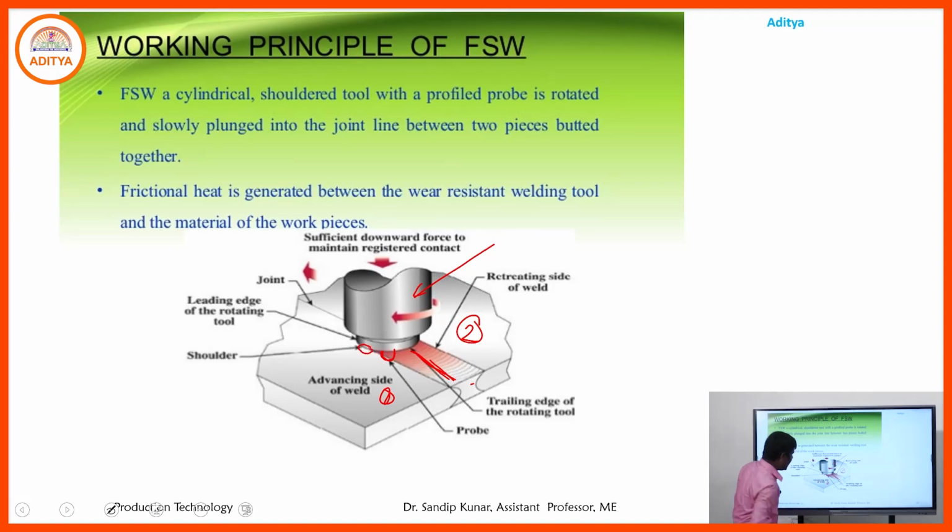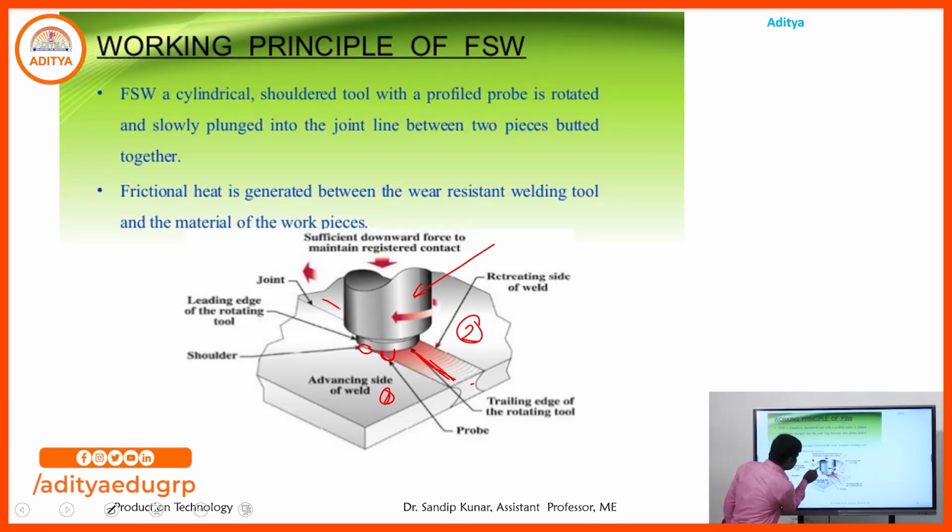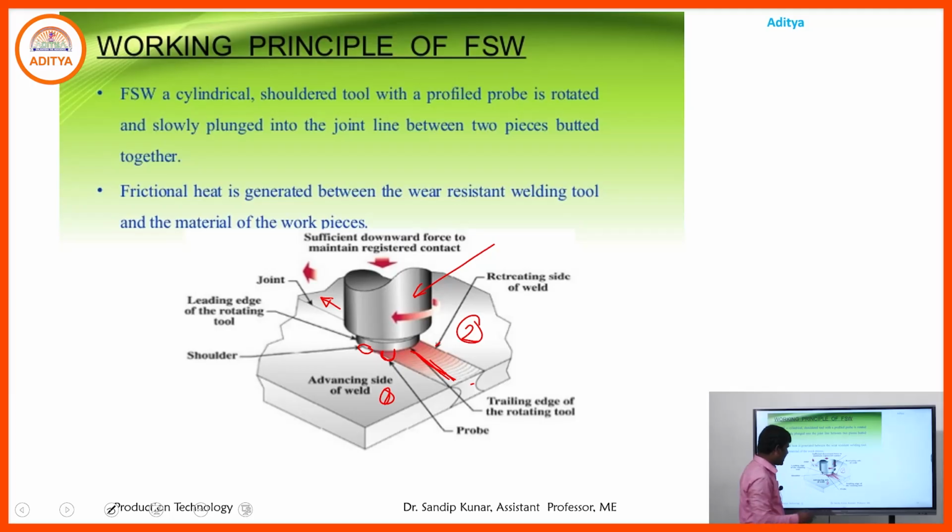Here we also see the retreating side and the leading edge. In that direction the welding takes place. The forward direction is the leading edge of the probe, and the other is the trailing edge, the end part of the tool. The trailing edge of the rotating tool is across the surface where we are doing the joint, the joining surface. And that is the shoulder tool.